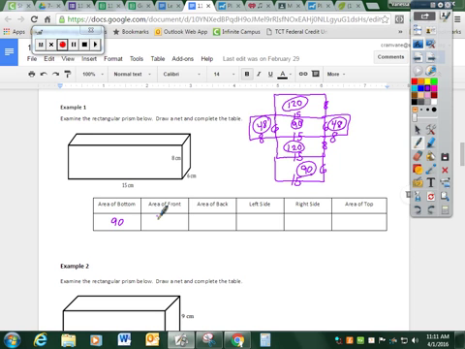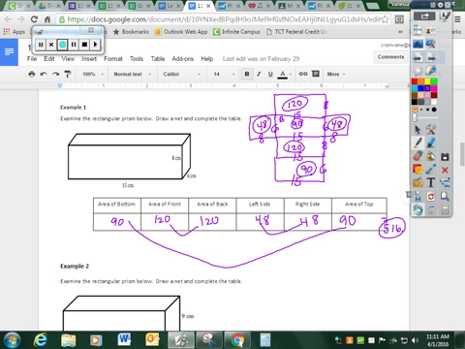The front was 120. I'm going to put a B here for the base to remember. The back was 120. The left side was 48. The right side was 48. And the top is the same as the bottom, which was 90. If you added all of these together with your calculator, you would get a surface area total of 516. That's a great way to solve this problem. But if you notice, there is a shortcut. You have 2 of these, you have 2 of these, and you have 2 of these.